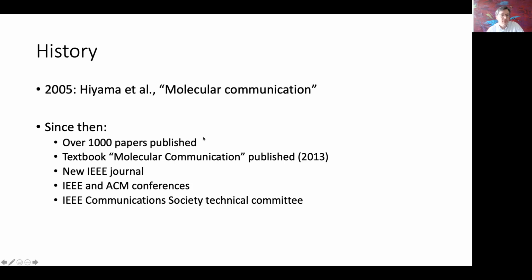But since then, in the last 15 years, there have been over 1,000 papers published. My textbook, Molecular Communication, was published. There have been 1 or 2 other textbooks as well. There's a new IEEE journal, the IEEE Transactions on Molecular, Biological, and Multiscale Communications. There have been IEEE and ACM conferences. And there's even an IEEE Communication Society Technical Committee. As you can see, the field is growing, it's thriving. There's tons of research to do, and we're doing a lot. It's an exciting time, and it's an exciting field to be joining.